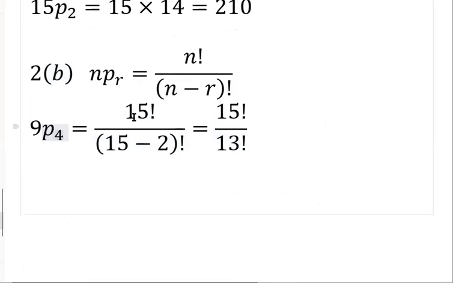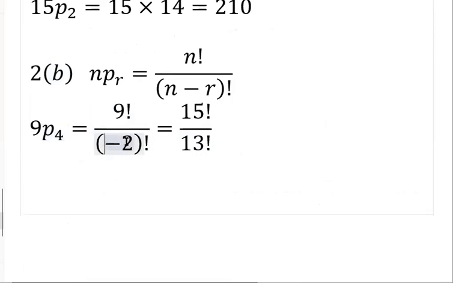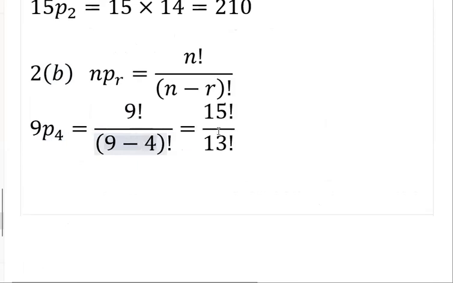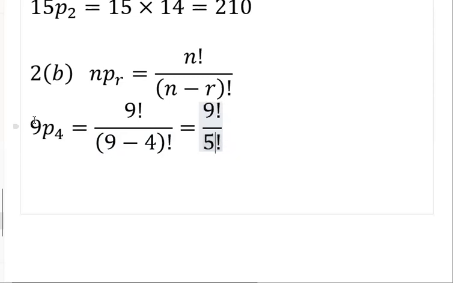So with that, we now have 9 factorial here in our formula. Here we now have 9 minus 4 factorial. So bring out our calculator. 9 minus 4 will give us 5. So we have 5 factorial at the denominator here. As usual, we know how to calculate our factorial. So 9 factorial divided by 5 factorial.